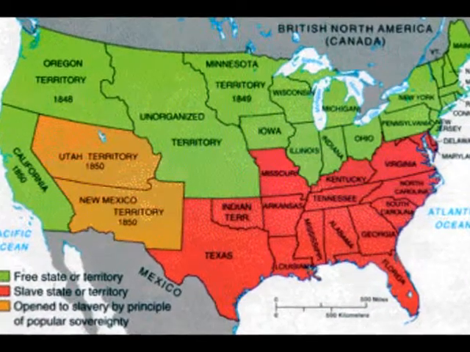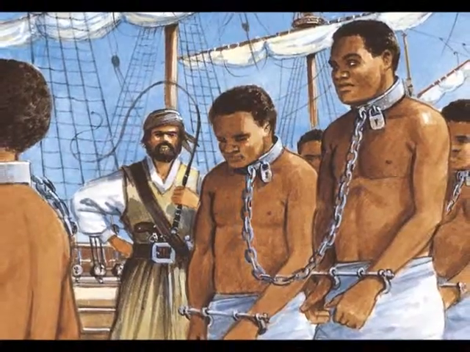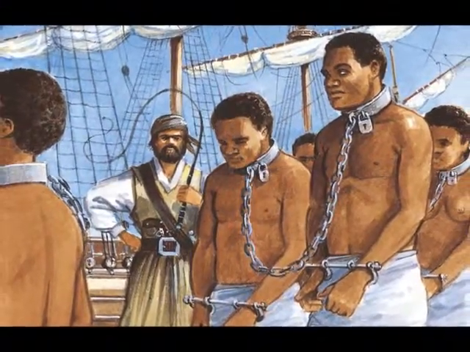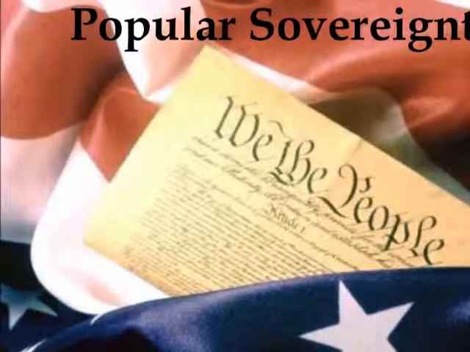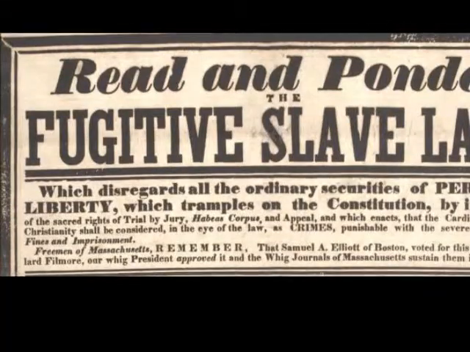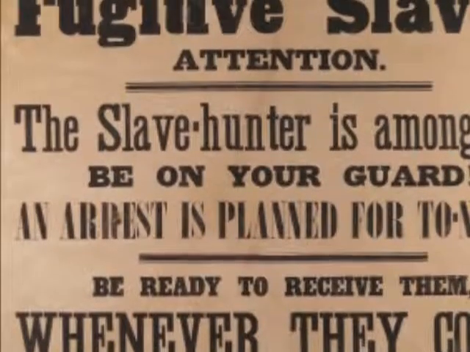Similarly, the Compromise of 1850 admitted California to the Union as a free state, abolished slave trade but not slavery in the District of Columbia, and created territorial governments in New Mexico and Utah under popular sovereignty. For the slave states, the Fugitive Slave Act was enacted, helping return runaway slaves to their owners.